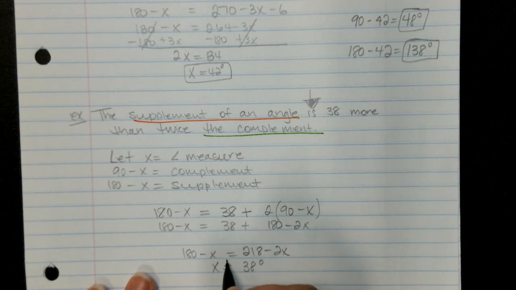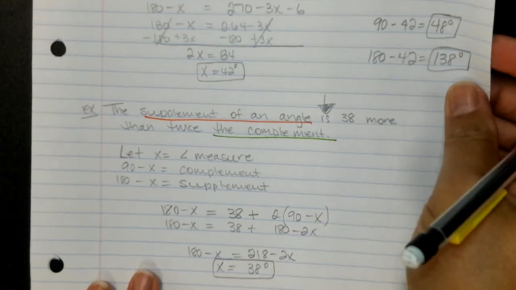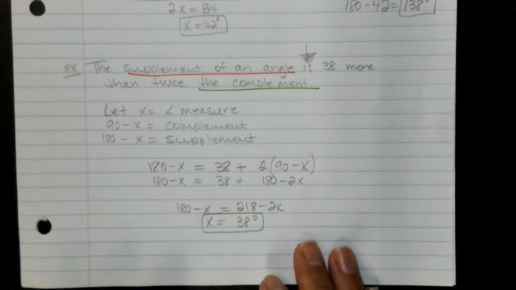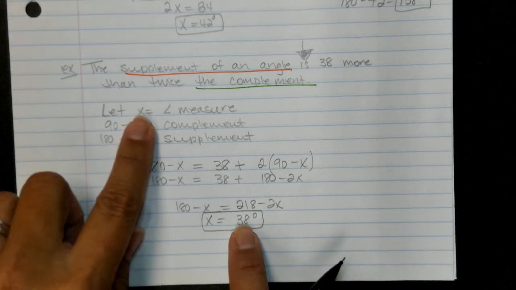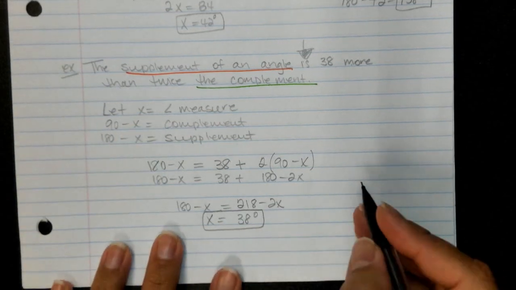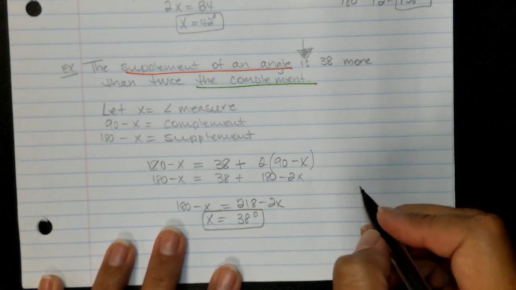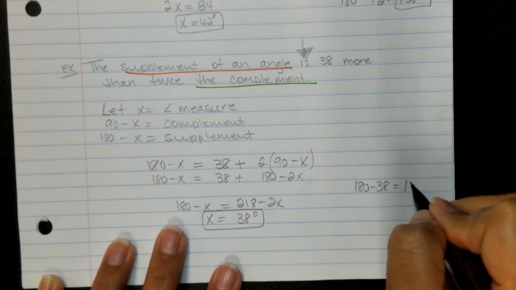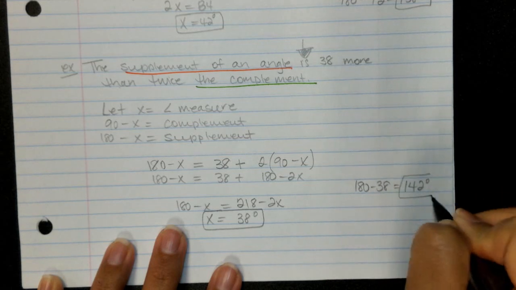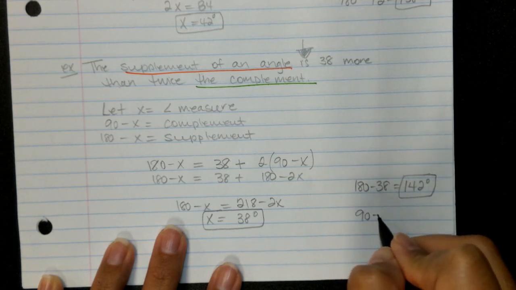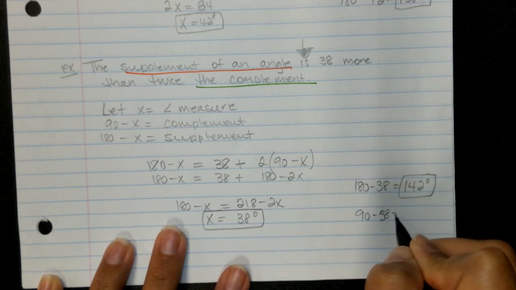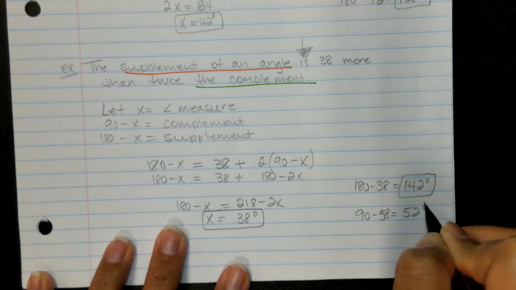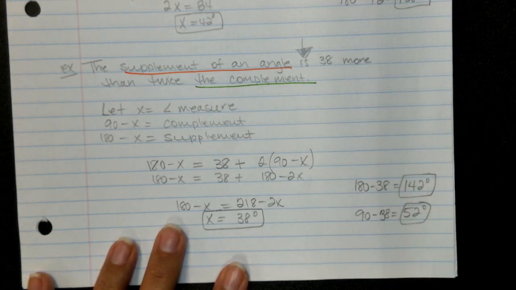Remember, x represents an angle measure, so make sure you give it a degree. Now, if I want to find the supplement, I could say 180 minus 38, and I get a 142-degree angle for the supplement. 90 minus 38, and I get a 52-degree angle for the complement.